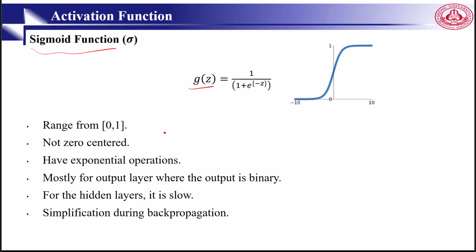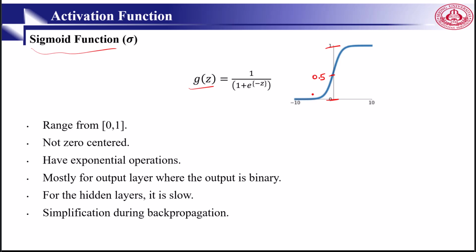The formula that you can see here: g(z) is equal to 1 divided by 1 plus e to the power of minus z. As you can see here, it ranges from 0 to 1, and it's not zero-centered, so the center is here. And it has exponential operations. It squashes the input value into a range from 0 to 1, and in this way is an excellent choice for representing probabilities. What is the problem with this sigmoid function?